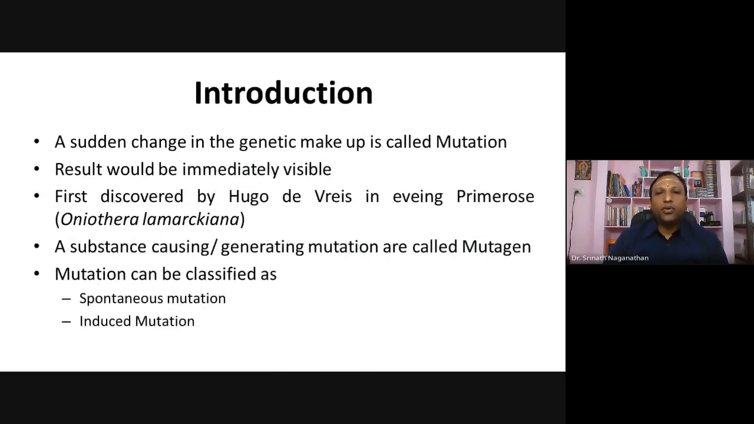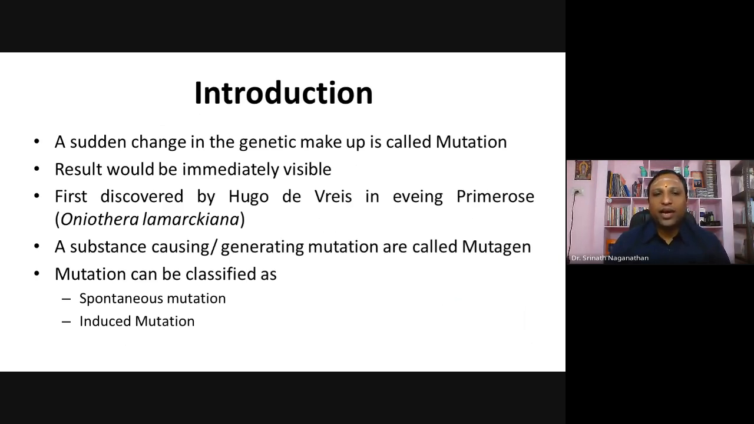Mutation means a sudden change in the genetic makeup. Its results would be immediately visible. In some cases, it can also be prolonged and visible only after some years. It was first discovered by Hugo de Vries in evening primrose, that is Oenothera lamarckiana. A substance causing mutations is called a mutagen.